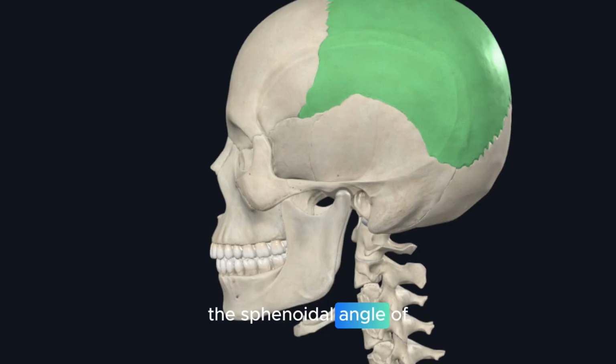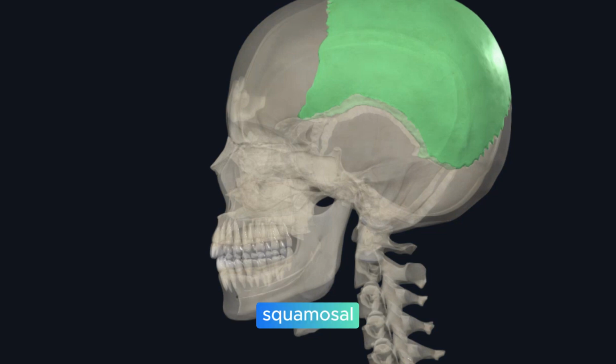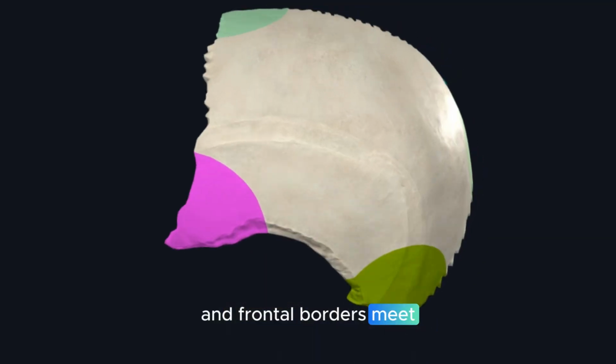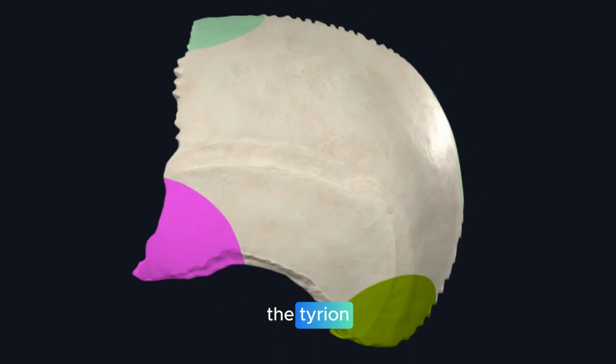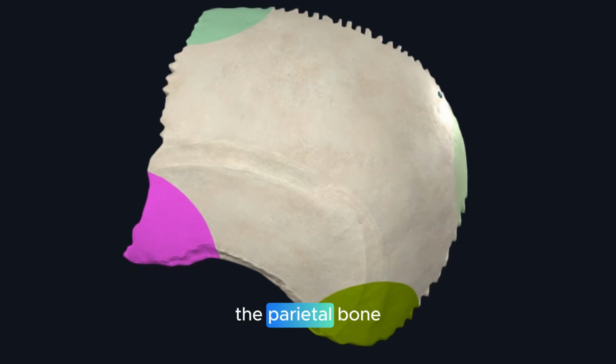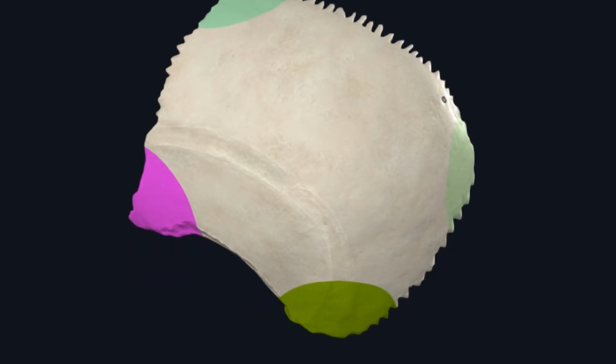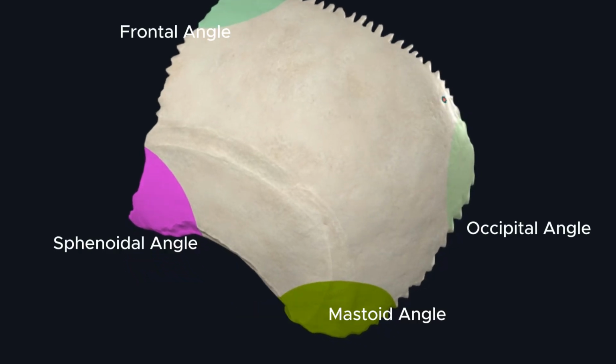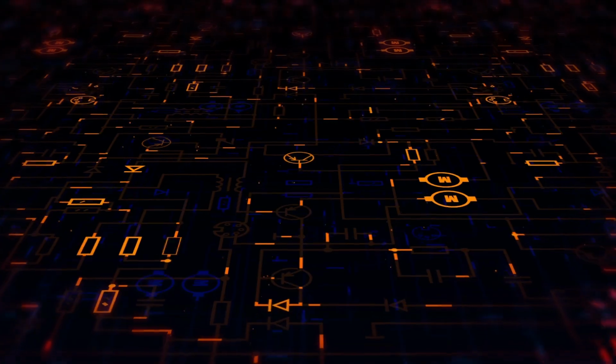The sphenoidal angle of parietal bone is the area of the bone where its squamosal and frontal borders meet. It is located at the pterion and is one of the 4 angles of the parietal bone, the other 3 being the frontal, occipital, and mastoid angles.